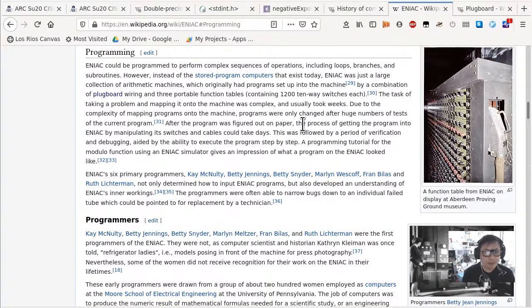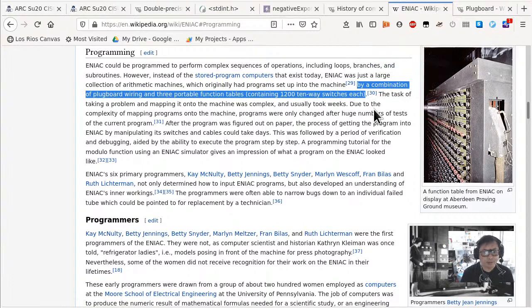So the programming of this computer is, okay, I'll just highlight the sentence here. There we go. All right, so the highlighted sentence here talks about how this computer is programmed, okay? And it has nothing to do with how we understand programming, or very little, okay? It's programmed by a combination of plug board wiring and 3 portable function tables containing 1210 way switches each.